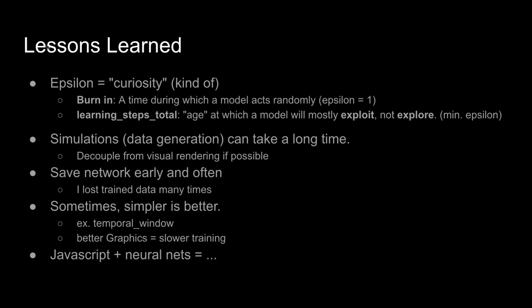The lessons that I learned was that epsilon is a curiosity parameter. We kind of learned this in class. It's the probability that the model is going to take a random action instead of acting according to the learned policy. Some terms related to epsilon: burn-in is a time during which the policy is ignored and it just acts purely randomly but accumulates experiences. The learning steps total is kind of like the old dog age, you could call it. It's the age of maturity for the model, where the model will mostly exploit the learned policy rather than exploring new possibilities. And this is when epsilon reaches its minimum.